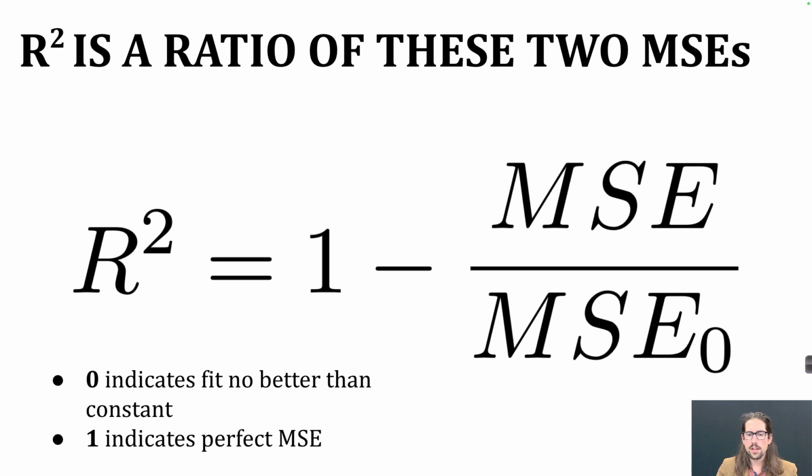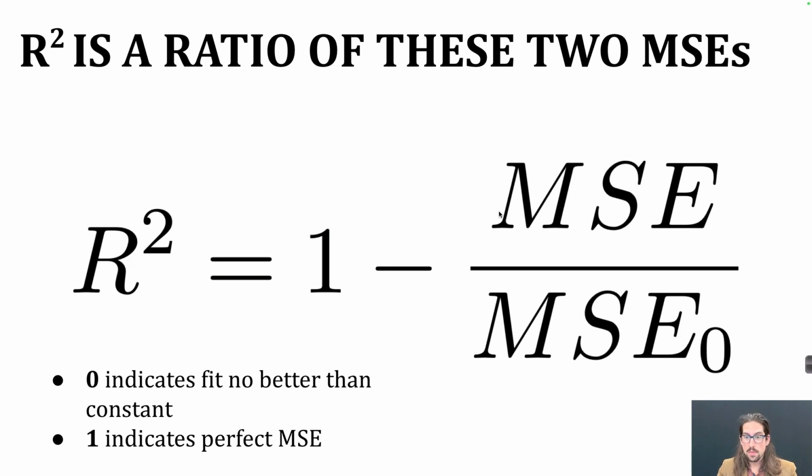But conventionally, people look at the ratio of the mean squared error of your regression model divided by the mean squared error of this constant model. And they take 1 minus that ratio. The reason for taking 1 minus that ratio is so that it works like this. This thing, which we call r squared, is always going to be between 0 and 1.